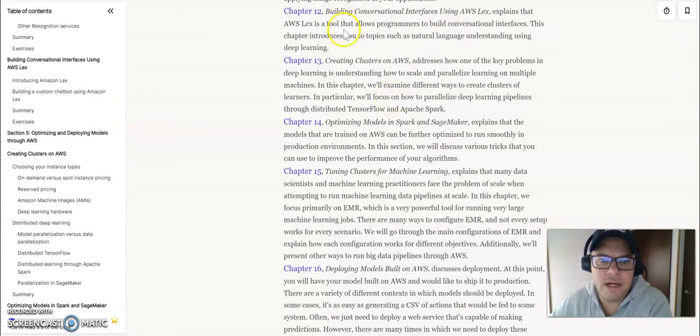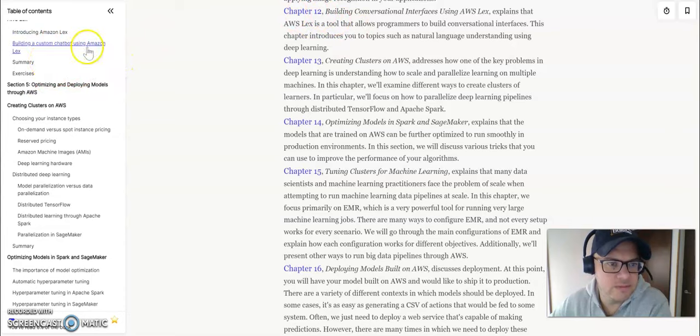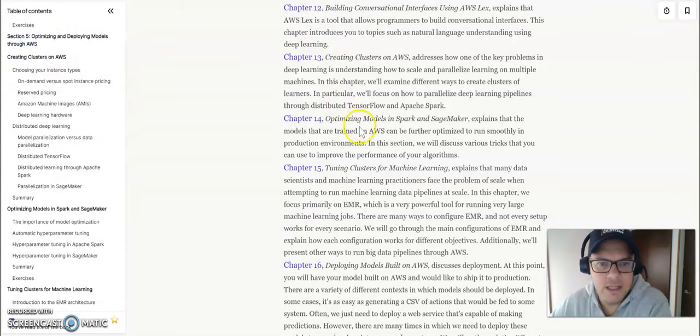Then it's going to start talking about AWS Lex, the tool for building conversational interfaces. So it's mainly to start building bots: an introduction to Amazon Lex, building chatbots using Amazon Lex, and some summary exercises.